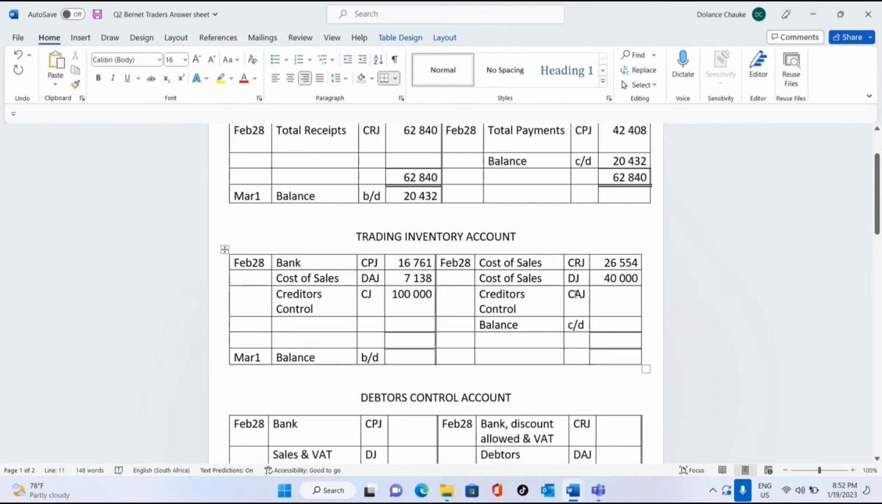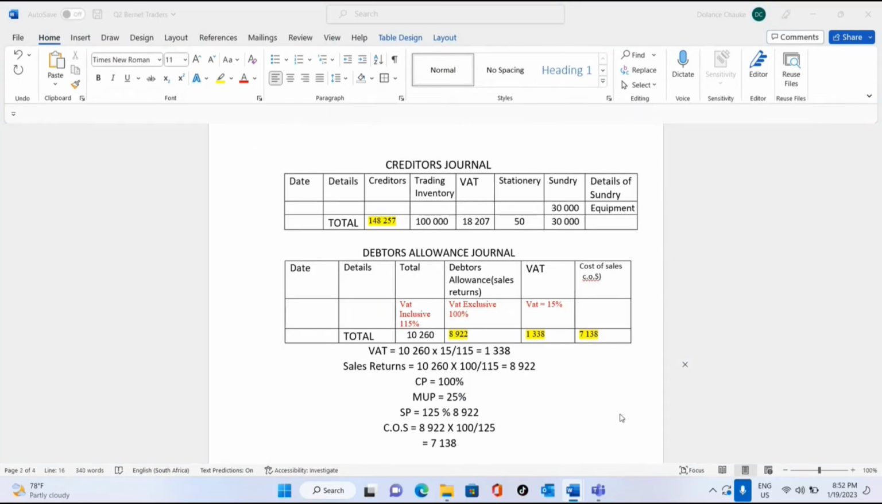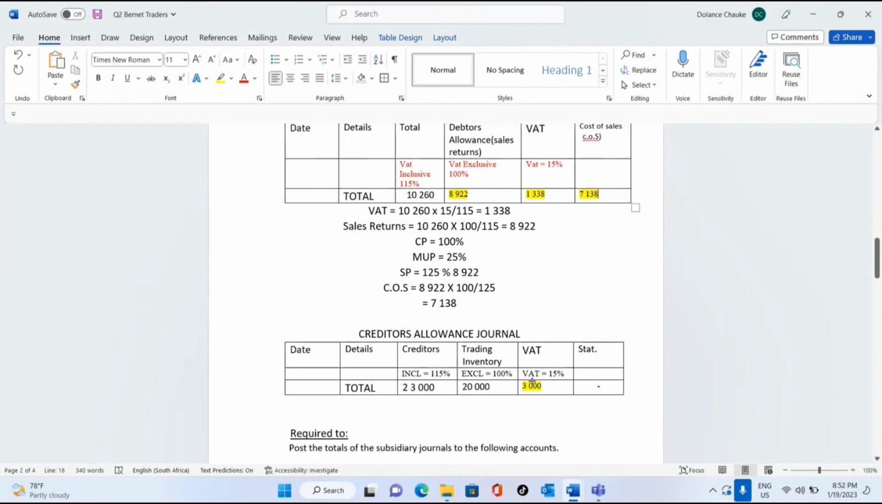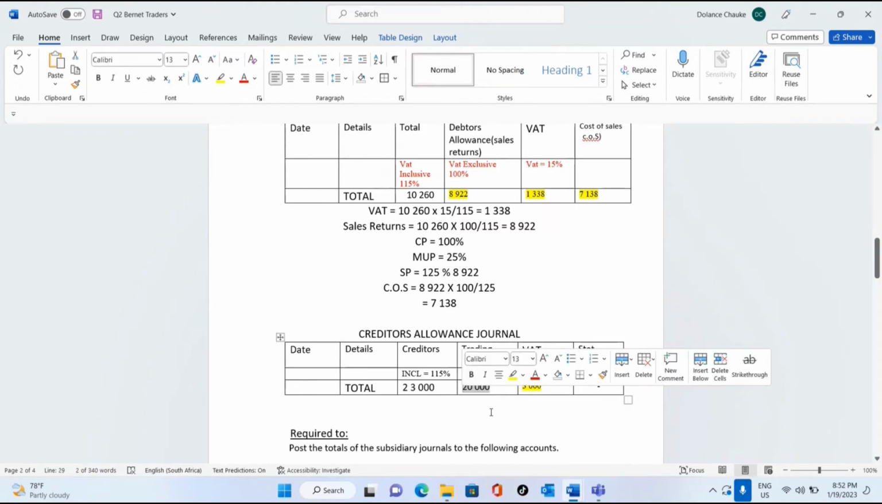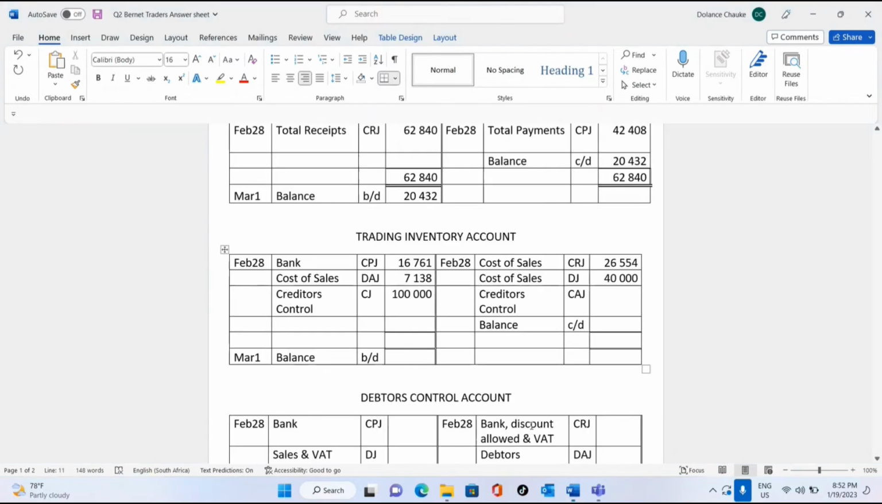We are left with the creditors allowances journal. So let's go there. Let's go to our calculations. In the creditors allowances journal, we need to look for trading inventory excluding VAT, 20,000. And then let's go to our answer sheet there. There we go. 20,000.